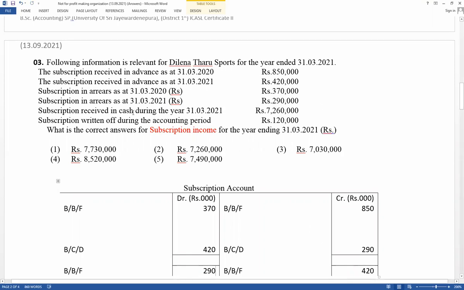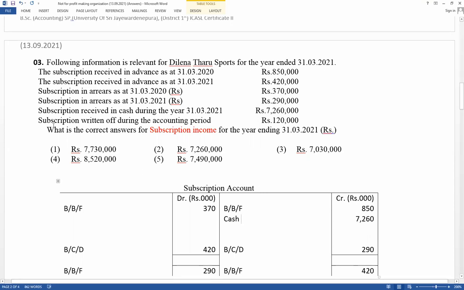Now it has given the subscription received amount during the accounting period. See what this subscription received amount is: 7,260. Record values in thousands. What is the double entry? The effect is a cash increase. Therefore, cash account debit, subscription account credit, 7,260. Subscription account credit as cash. Cash account debit, subscription account credit.